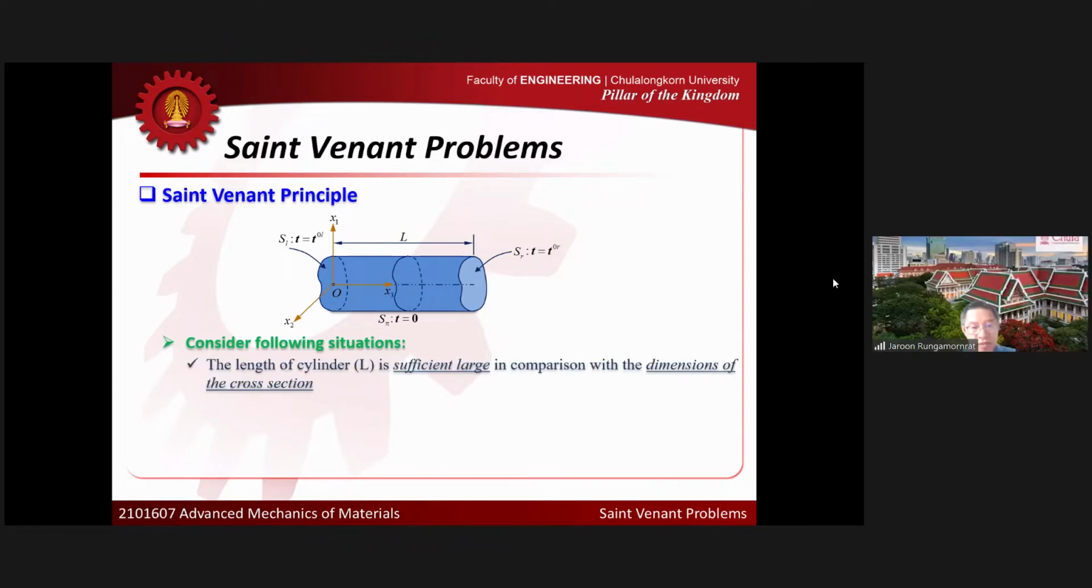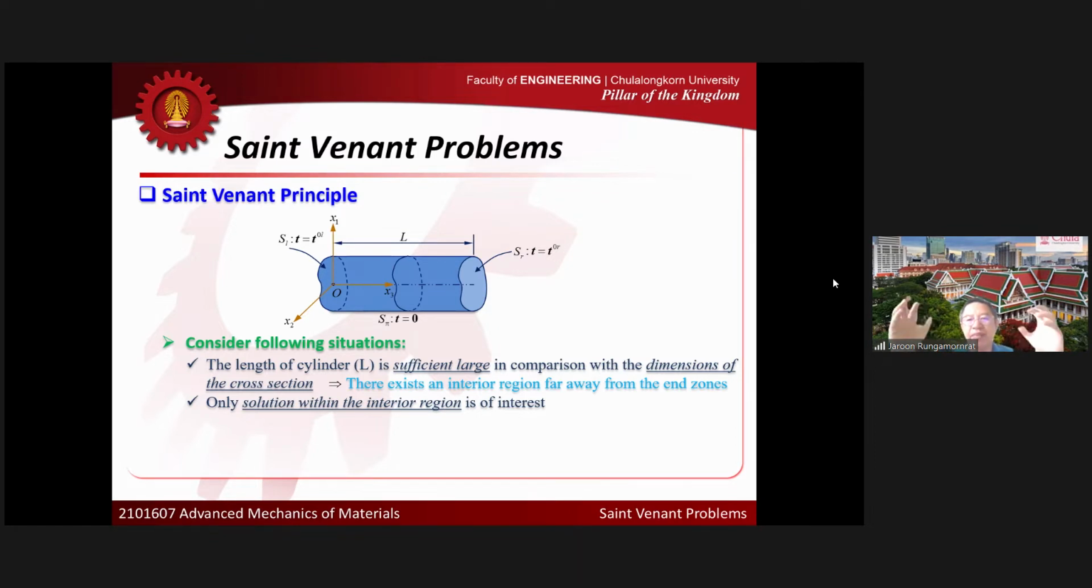Now we assume the length of the body to be sufficiently large. In that case, we can say that there exists an interior zone that is far away from the end zone. If the solution we are interested in is the solution in the interior zone, let's think about that. We have a very long body, and we don't care much about the solution at both ends or the region close to the ends. We just simply focus on the solution in the interior zone.